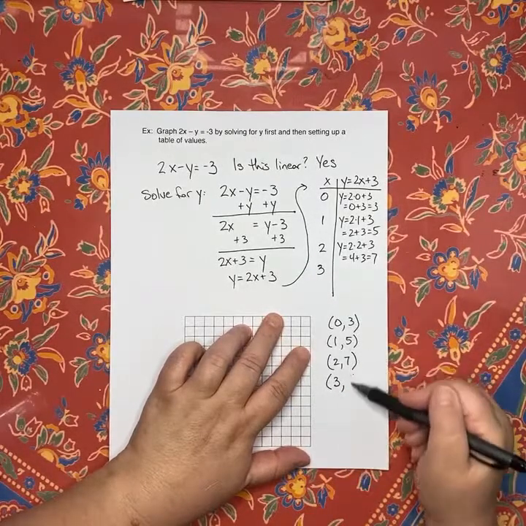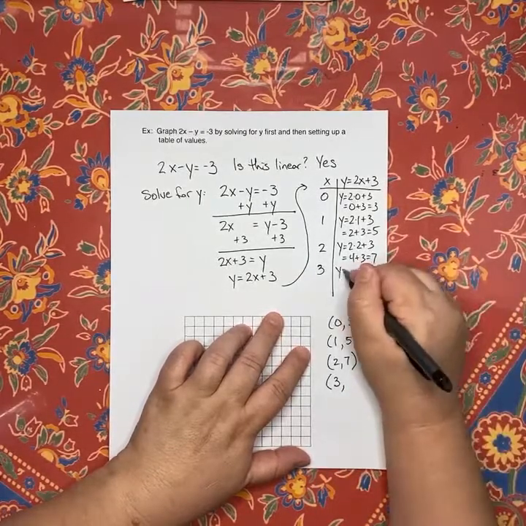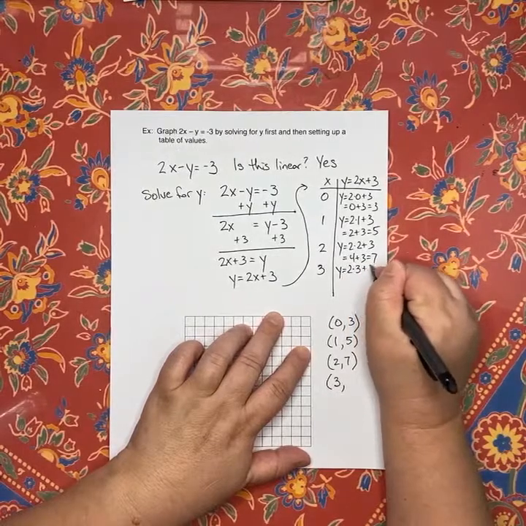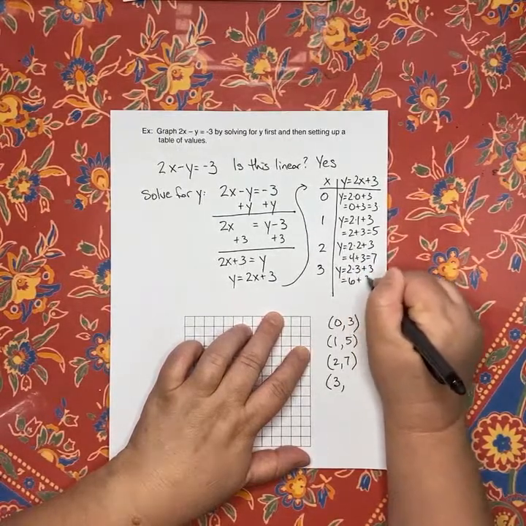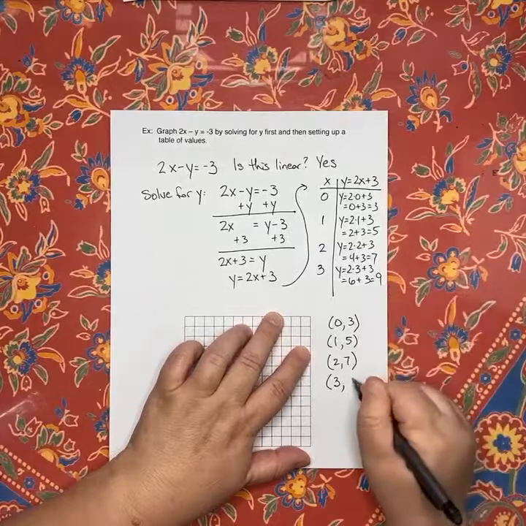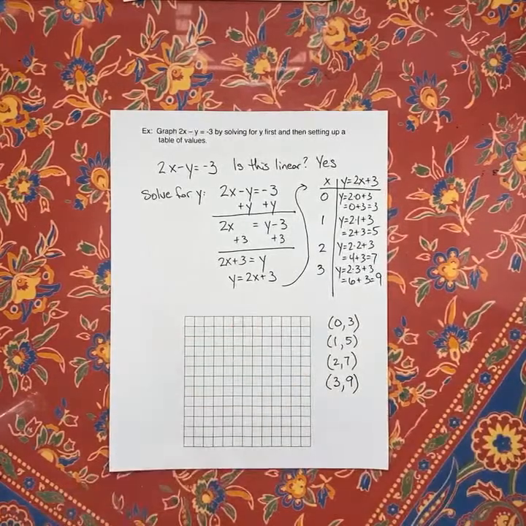Should be (3, 9). Let's see if it works. 2 times 3 plus 3, 6 plus 3 is 9. It is. Notice there's a pattern.